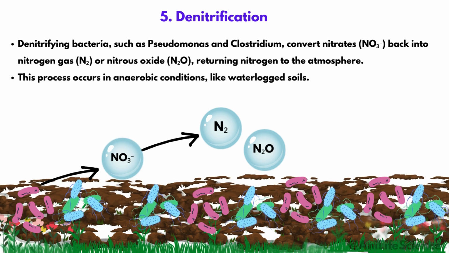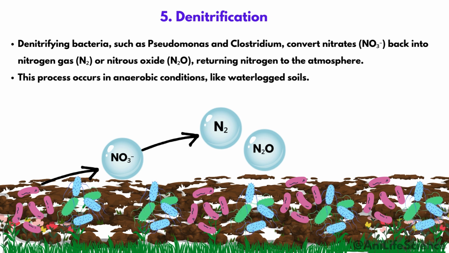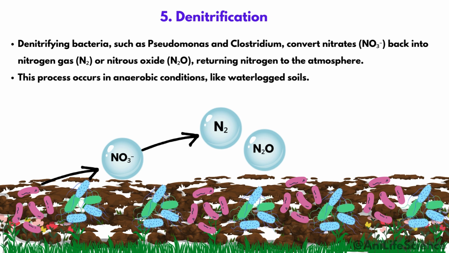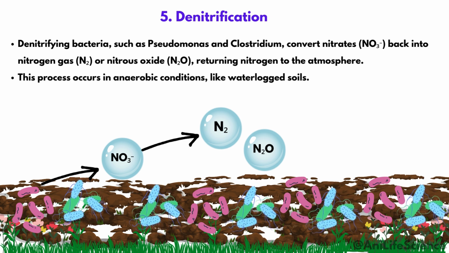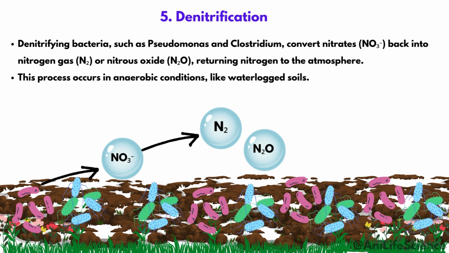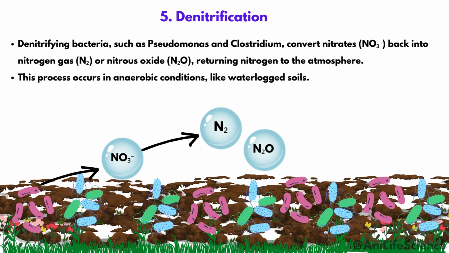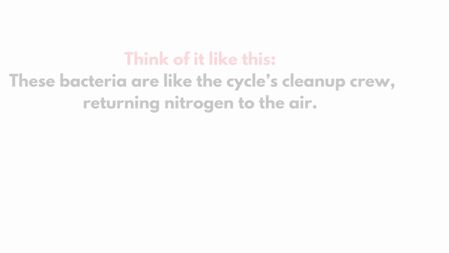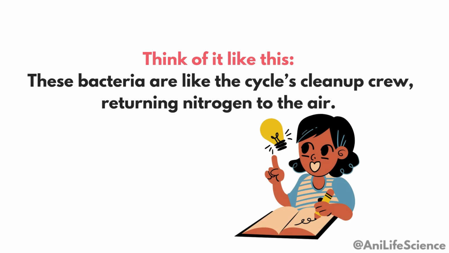Fifth one. Denitrification. What happens here? Some bacteria, like Pseudomonas, take nitrates and turn them back into nitrogen gas. This gas goes back into the air, completing the cycle. When does it happen? This usually happens in wet soils where there isn't much oxygen, like in swamps. Think of it like this: these bacteria are like the cycle's cleanup crew, returning nitrogen to the air.